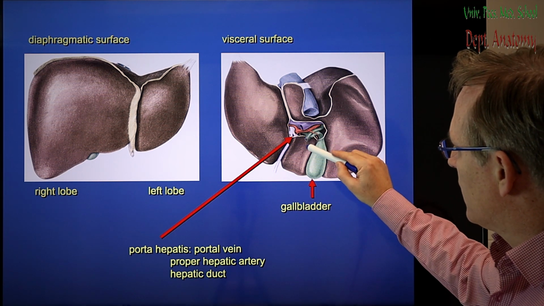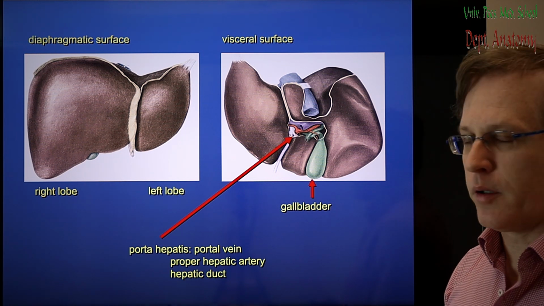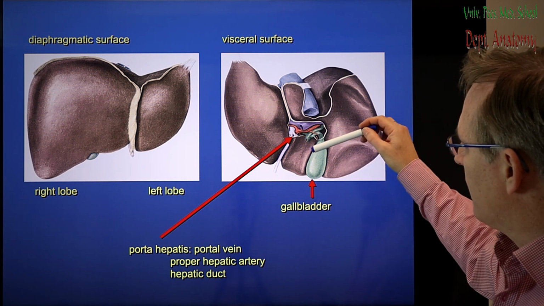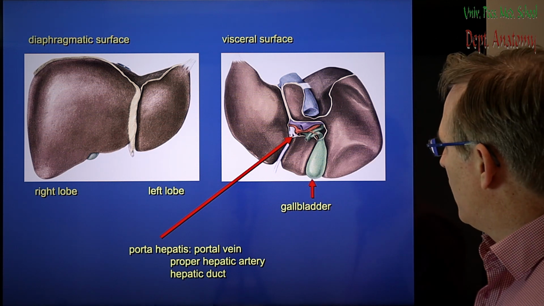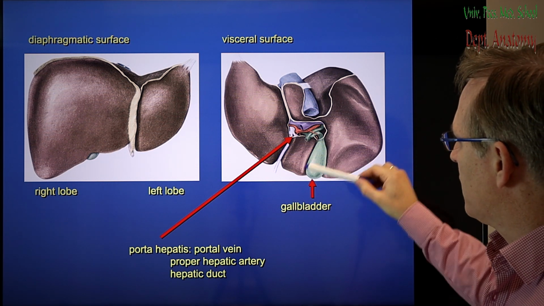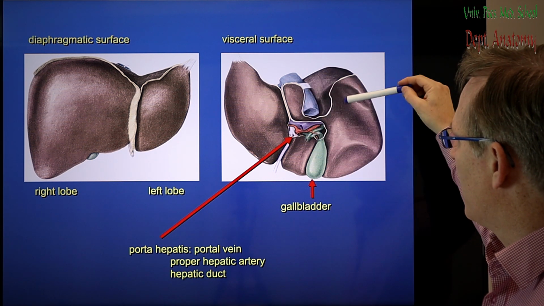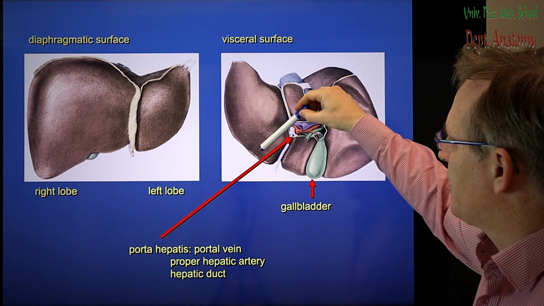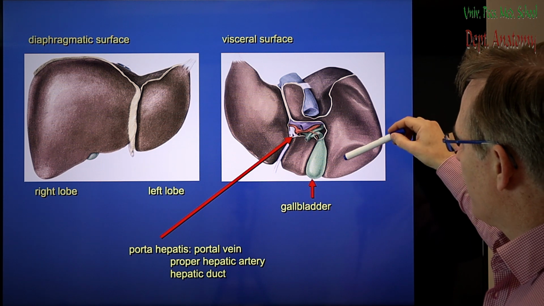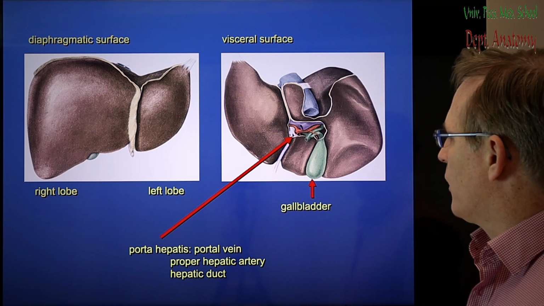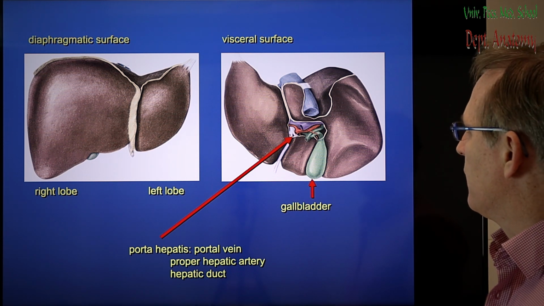And you can see the hepatic duct with the green color carries the bile produced by the liver, and the hepatic duct carries the bile into the gallbladder. The gallbladder is visible on the visceral surface on the right side. And these are the different impressions of the neighboring organs. For example, the stomach impression on the left lobe, renal impression and colic and suprarenal impressions on the right lobe of the visceral surface of the liver.